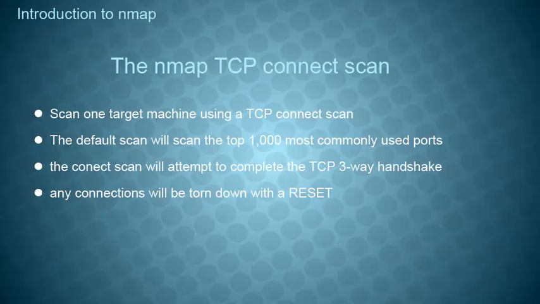Next, we're going to look at the Nmap TCP Connect scan. This scan is going to look at the top 1,000 most commonly used ports. It's going to attempt to complete the 3-way handshake, and if it does, it's going to send back an ACK, and then it will tear down that connection with a reset.